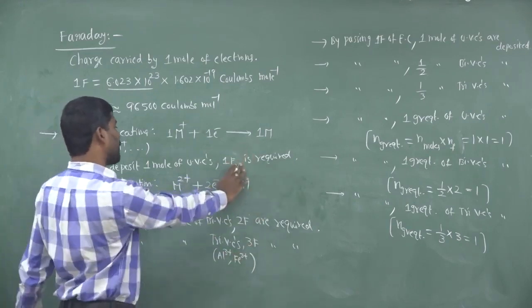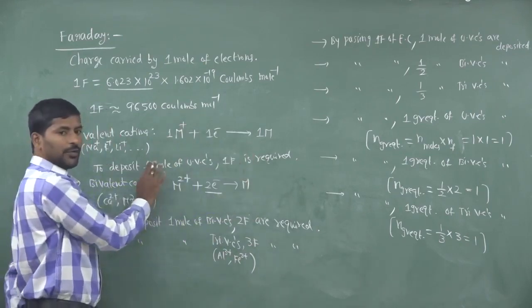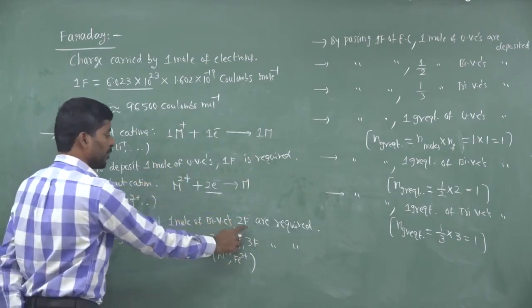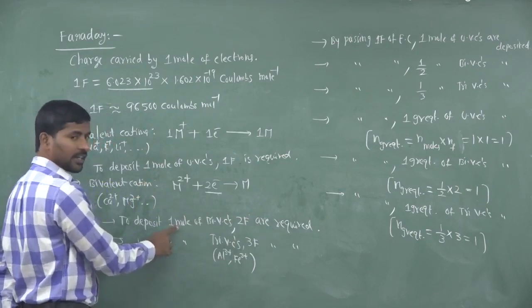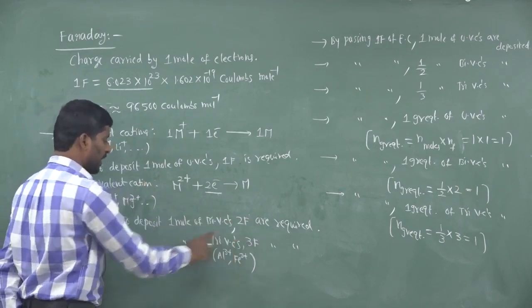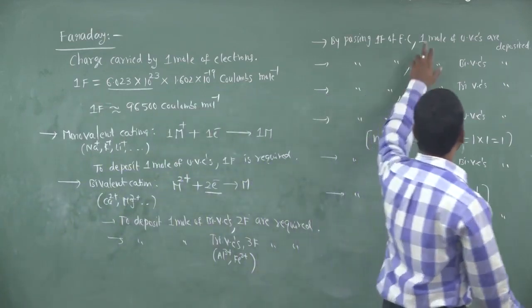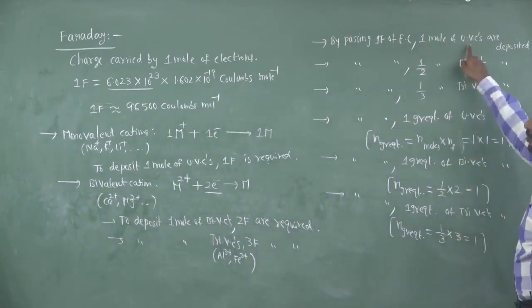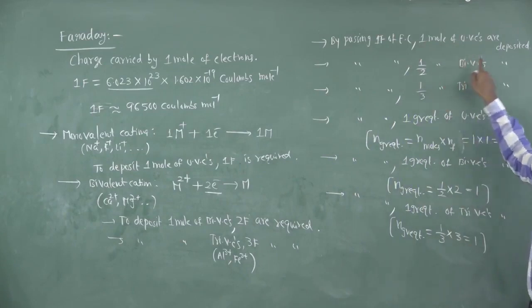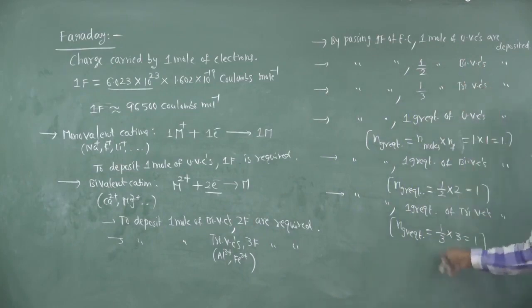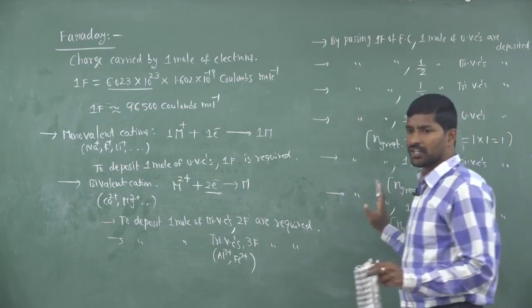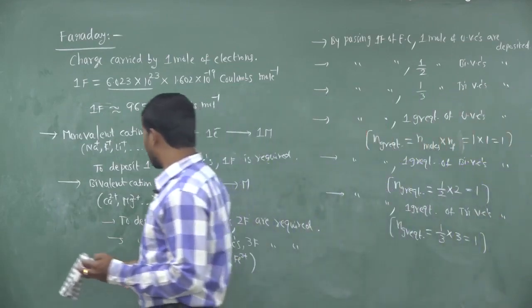Or if you pass 1 Faraday of electric current, how many moles of univalent cations deposited? 1 mole. For 1 Faraday, how many moles of bivalent cations deposited? 1 by 2. For 1 Faraday, the number of moles of trivalent cations deposited is 1 by 3. 1 mole of univalent cations means how many gram equivalents? 1. Half mole of bivalent cations means how many gram equivalents? 1 only. 1 by 3 moles of trivalent cations means 1 gram equivalent. So that means by passing 1 Faraday of electric current, always 1 gram equivalent of substance will be deposited. Write that point.